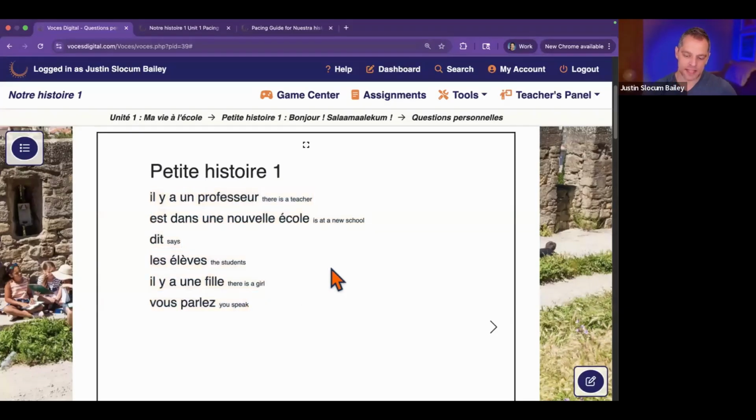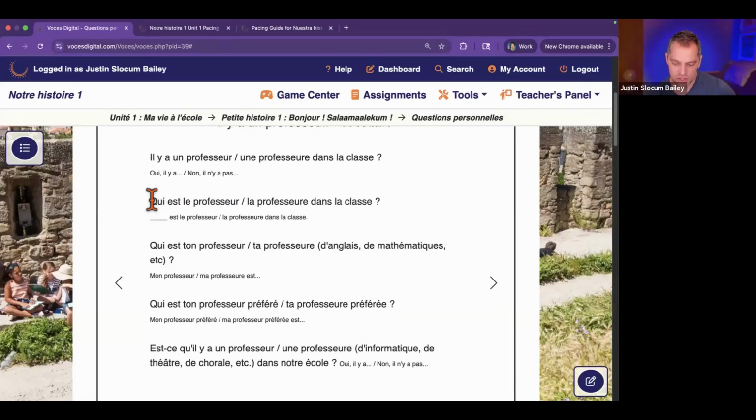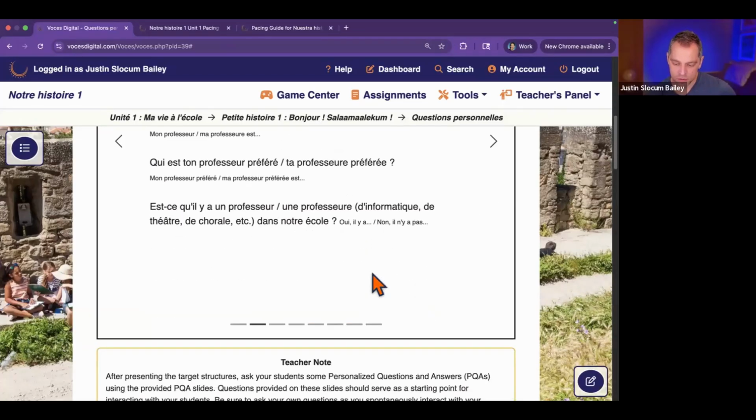And then what it goes through is, for each of these phrases, if you click it, it'll take you to questions that pertain to that construction or that piece of vocab. Now, this is projectable.